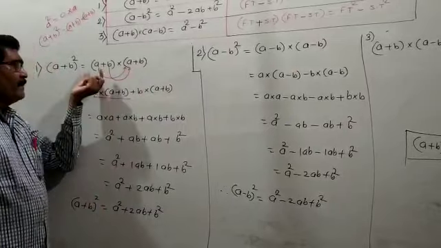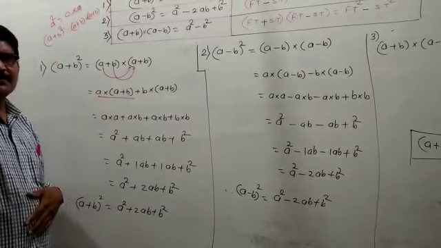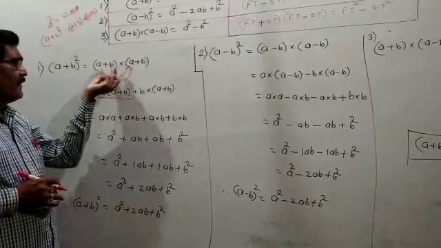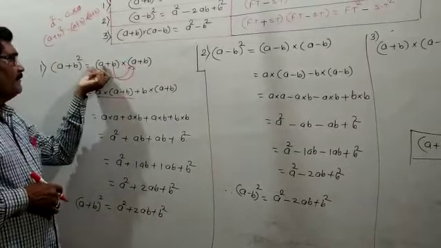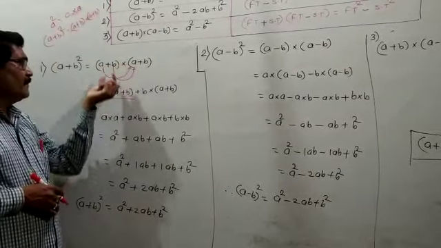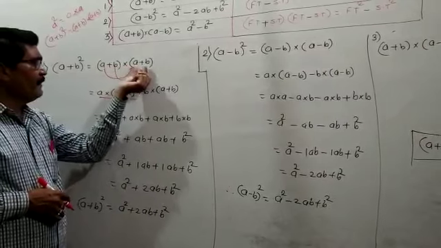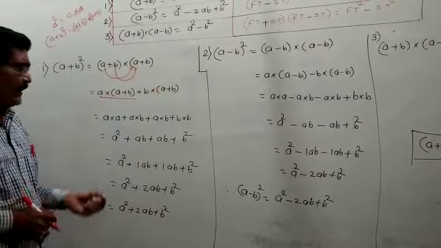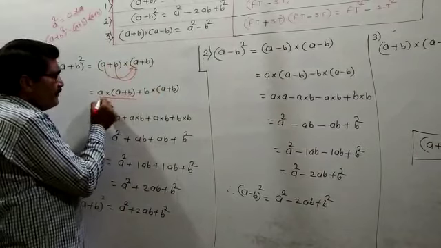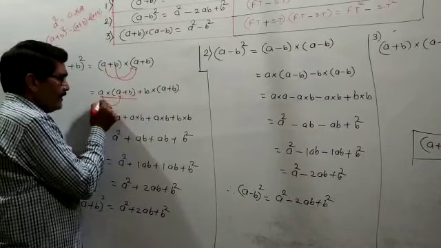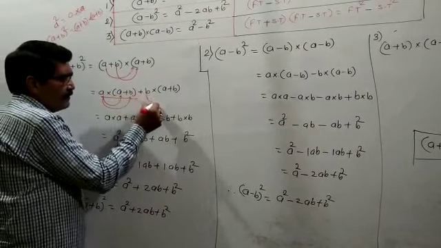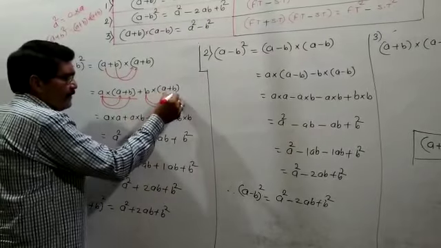Then here you have to use the distributive law. Distributive law means you have to distribute this bracket in between this bracket. Means a multiplied by (a plus b) plus b multiplied by (a plus b). Again you have to distribute this a in between this bracket: a multiplied by a, a multiplied by b, b multiplied by a, and b multiplied by b.